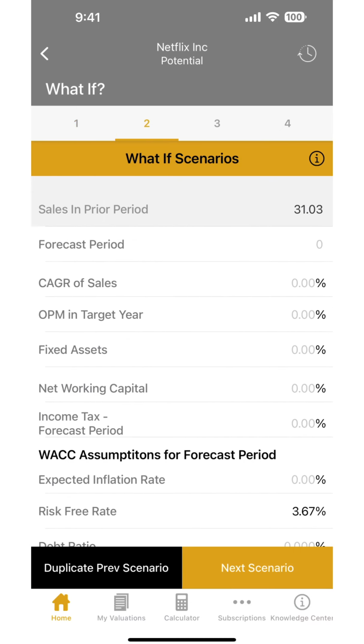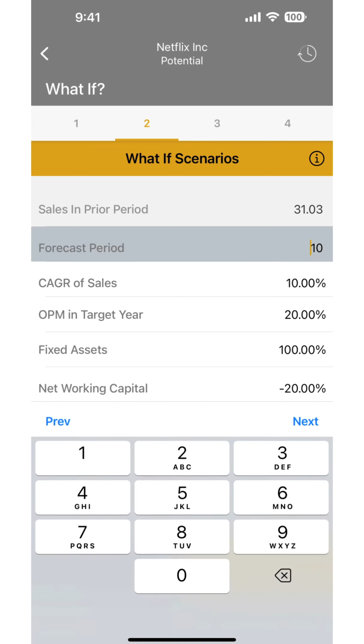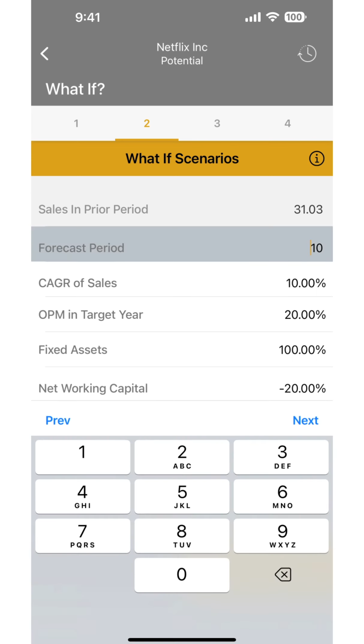Now let's advance to the second scenario. Here, we have an option to duplicate the previous scenario. Here, we duplicate the previous scenario and then make changes in the value drivers. Thus, in the second scenario, we change the following.